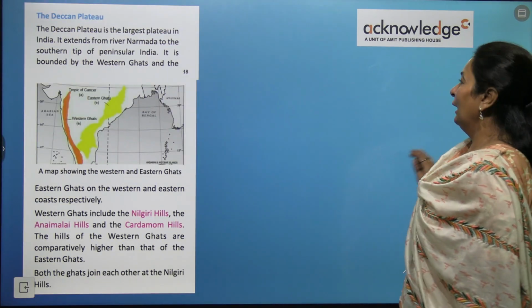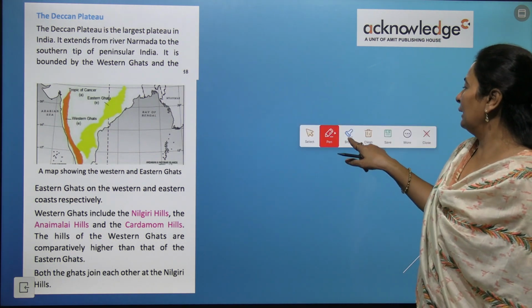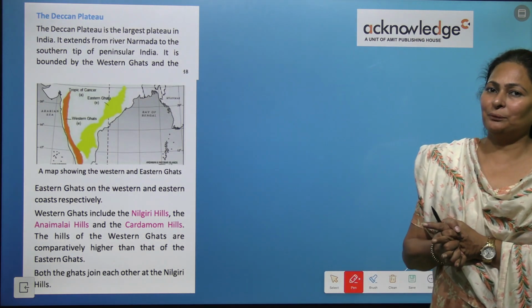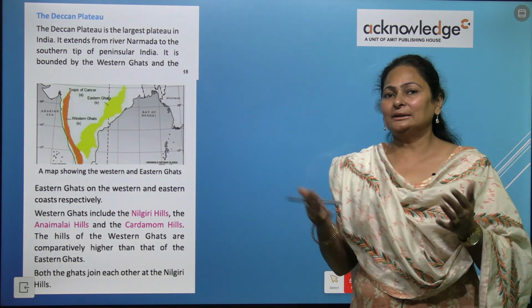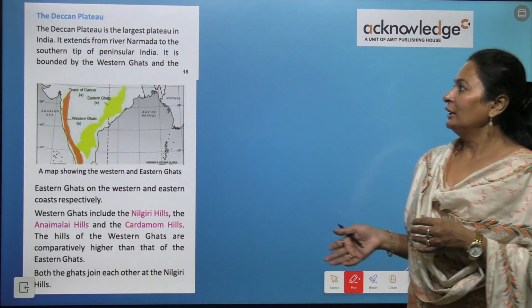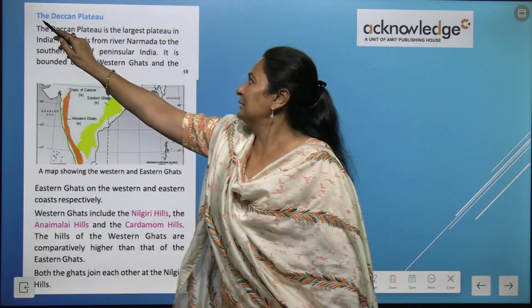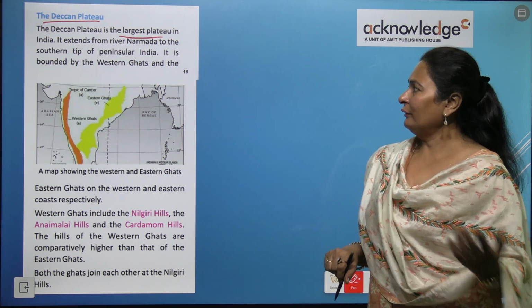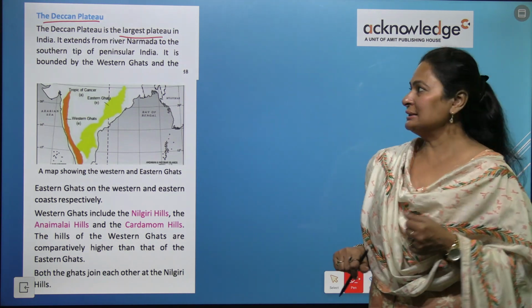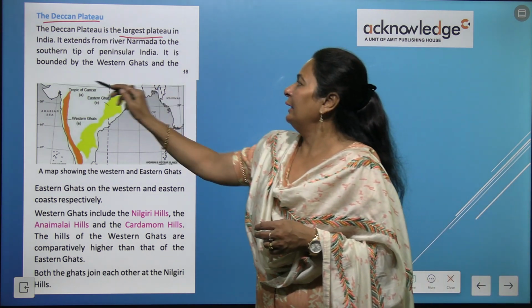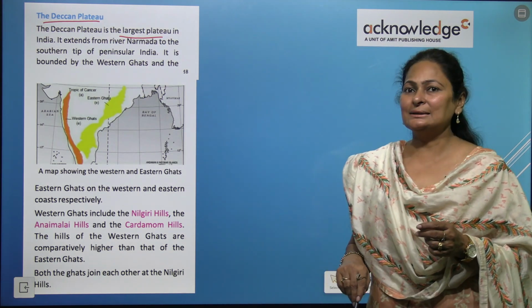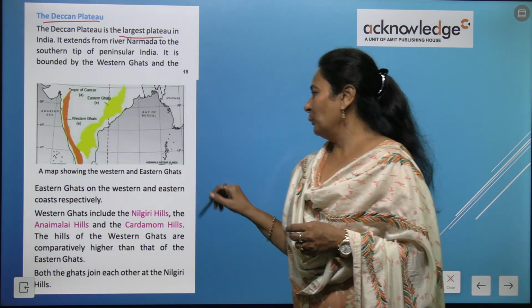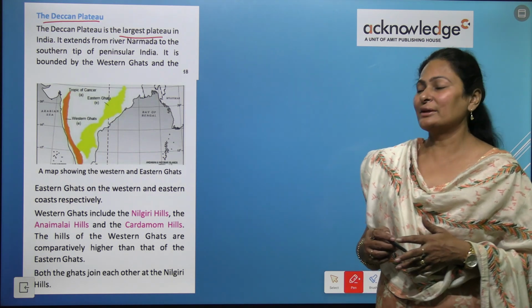Got it? We have seen the Central Highlands, the two plateaus, the Malwa Plateau and the Chota Nagpur Plateau, and the Aravalli Hills, Vindhya Ranges and Rajmahal Hills, right? Now let's see the Deccan Plateau. The Deccan Plateau is the largest plateau in India. It extends from River Narmada to the southern tip of peninsular India, which is Kanyakumari. It is bounded by the Western Ghats and the Eastern Ghats on the western and eastern coast respectively.